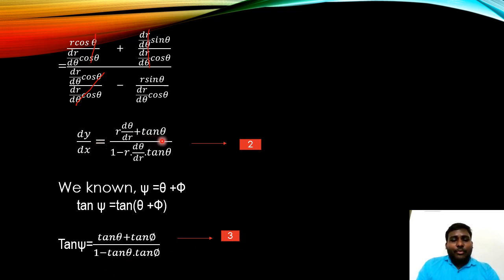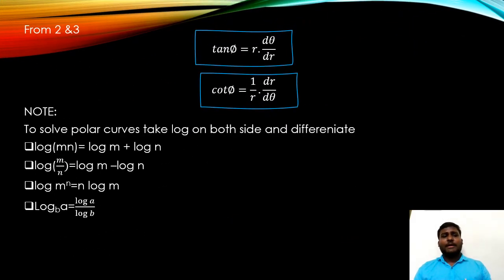Comparing both the equations, as I said here, from taking 2 and 1 comparison, we are going to get tan phi is equal to r dθ by dr. We are going to reciprocal it to get cot phi is equal to 1 by r dr by dθ. By using these two equations, we are going to solve some sums.